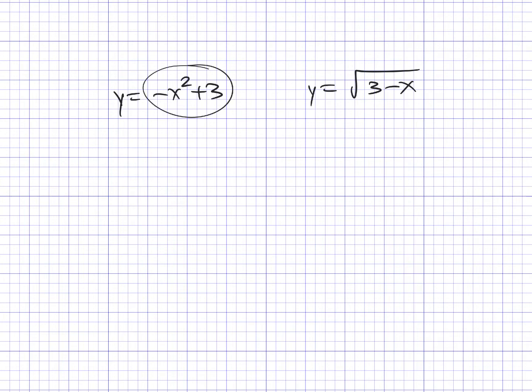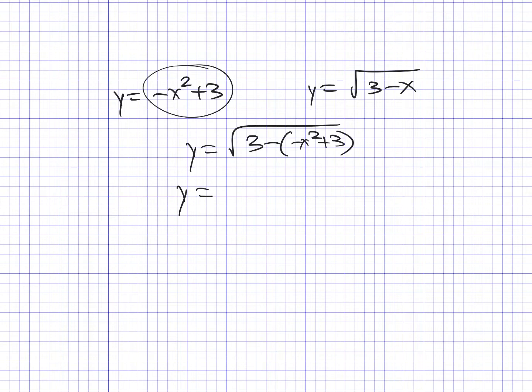All right. How about negative x squared plus 3? Okay, so y equals negative x squared plus 3, and y equals the square root of 3 minus x. Okay, this time I'm going to do the other method. If they are inverses of each other, you can plug one function into the other one. Okay? So we're going to substitute this into the x function, 3 minus negative x squared plus 3, in for x.